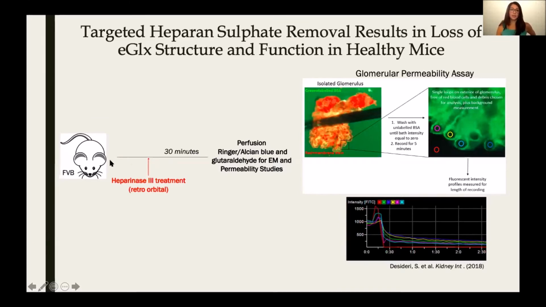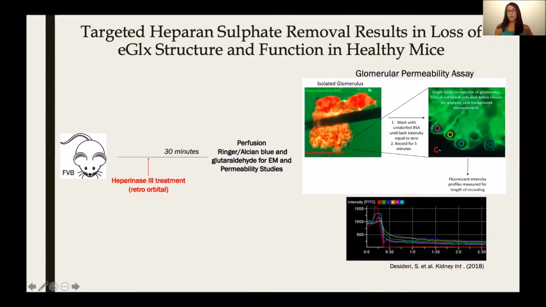For this, I used FVB mice, and they were treated with either inactive heparinase or active heparinase, which degrades heparan sulfate. And then 30 minutes later, I followed that with perfusions with Ringer or Alcian blue for electron microscopy studies and permeability studies. I'll quickly run you through the permeability assay that we use since I use it throughout the talk.